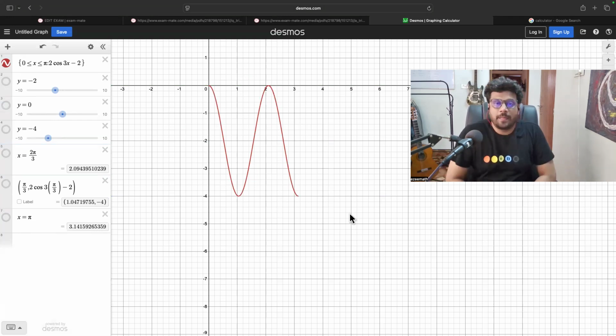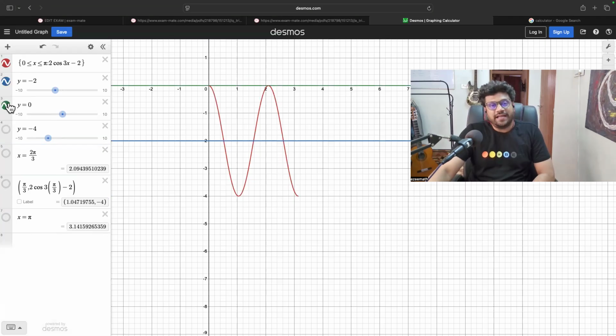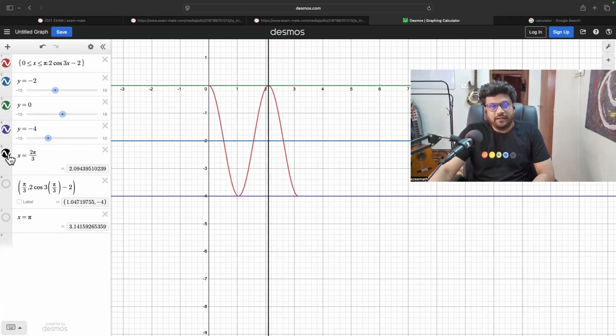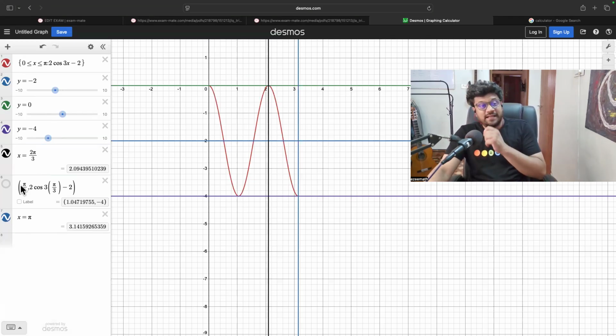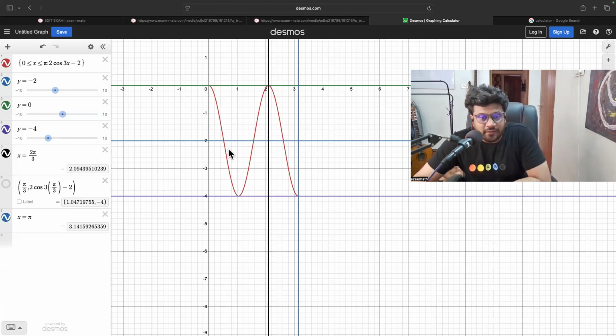The principal axis at y equal to -2, highest y equal to 0, lowest y equal to -4, period 2π/3, end of the domain x equal to π. The period is x equal to 2π/3, and there x equal to π. What do we do? Start, come down, half of a wave, from there to there, another half of the wave. That's one complete wave between 0 and 2π/3.